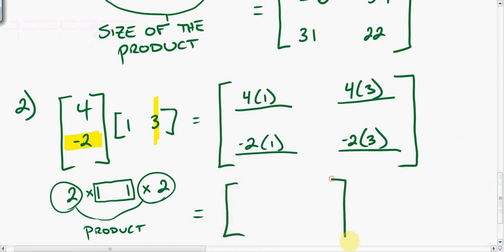A little less work this time. 4 times 1 is 4. 4 times 3 is 12. -2 times 1 is -2. -2 times 3 is negative 6. And we found the product of two different sets of matrices.